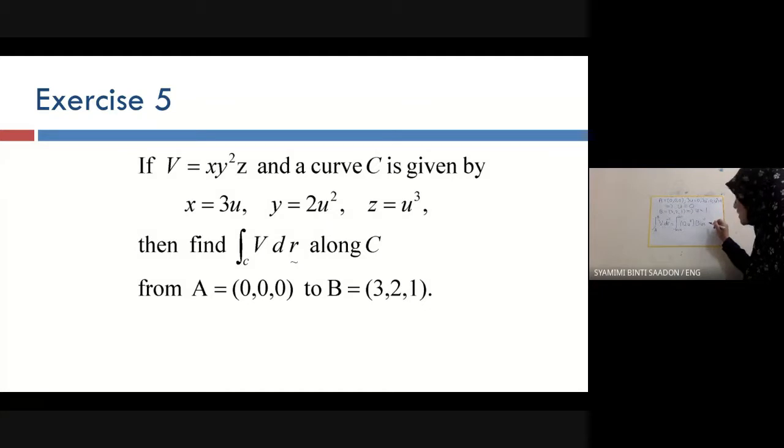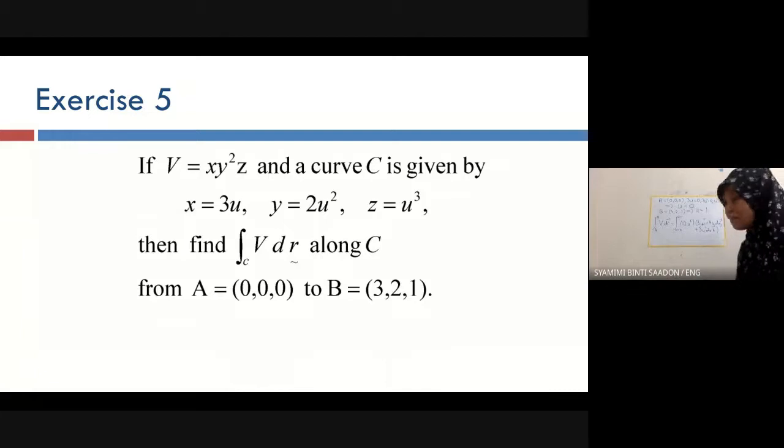in the I direction, 4u du j plus the last one is now 3u square du k. I missed the du. Okay, du k. Okay, this is dr. So dot product, we just multiply. Then we integrate separately in terms of I, j, and k.